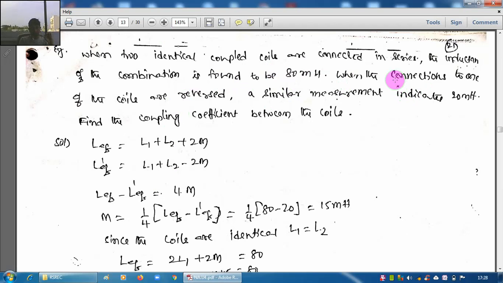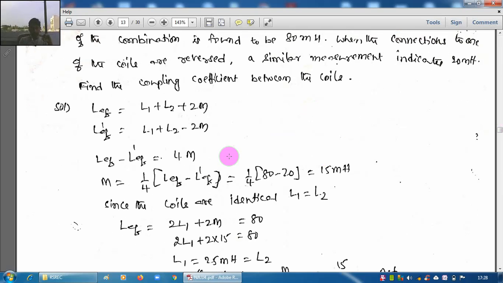So obviously the mutual inductance becomes opposing. That means this will come under series opposition, whereas the first case comes under series aiding. So in the first case total inductance is 80 millihenries. Series aiding means L1 plus L2 plus 2M. Note that these two coils are connected in series. So this is the equivalent. This is given as 80, and in the second case L1 plus L2 minus 2M is given as 20 millihenries.